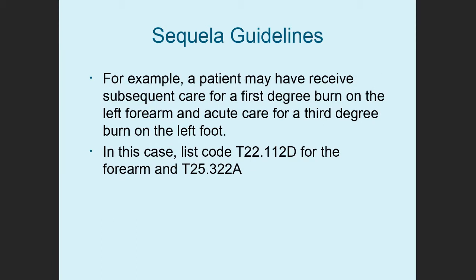For example, a patient may receive subsequent care for a 1st-degree burn on the left forearm and acute care for a 3rd-degree burn on the left foot. That 3rd-degree burn may be infected or non-healing, and so it's still getting initial care. So in this case, you're going to list T22.112D for the forearm and T25.322A for the foot. So it's okay to have different digits for different burns.